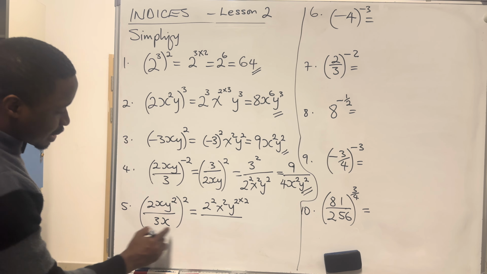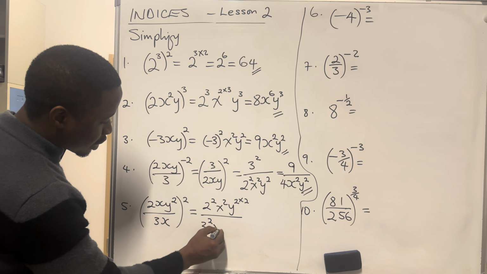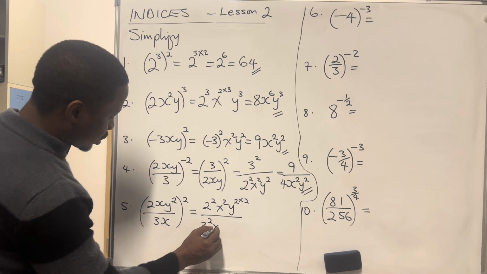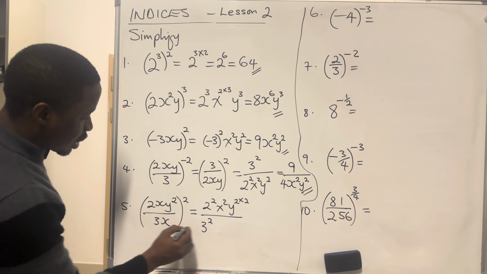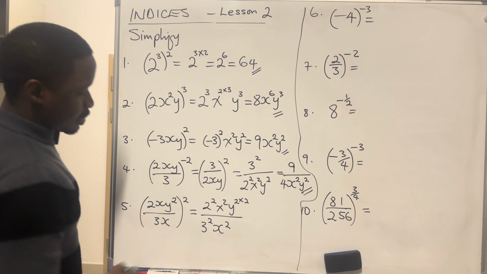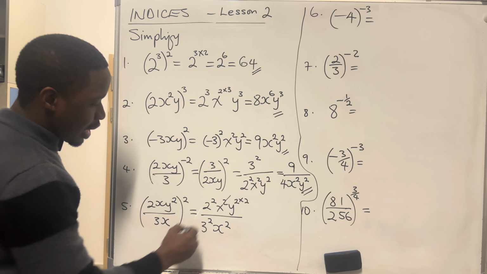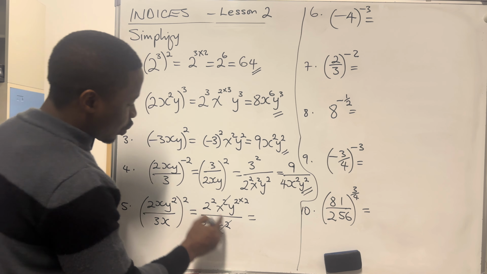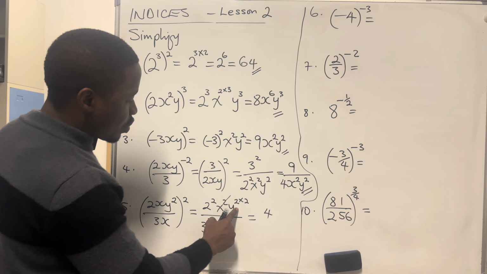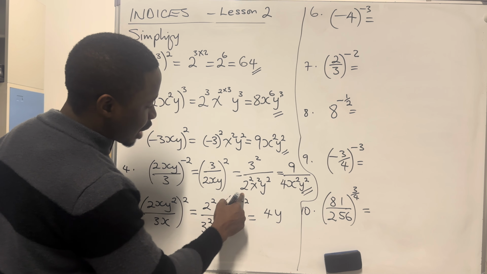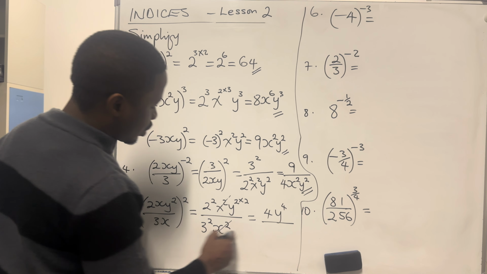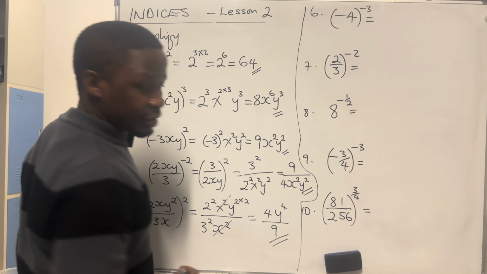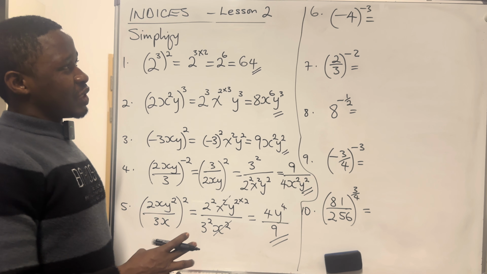This power affects 3 to give us 3 squared. This power affects x to give us what? To give us x squared. But x squared cancels x squared. So 2 squared is 4. Y raised to power 2 times 2 is 4. This is 3 squared, which is 9. I hope it is clear.